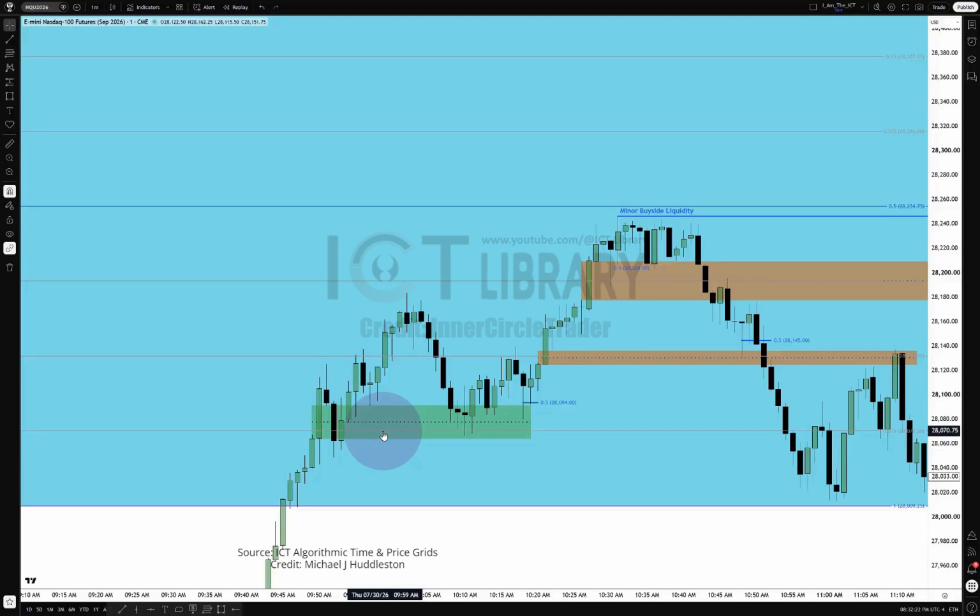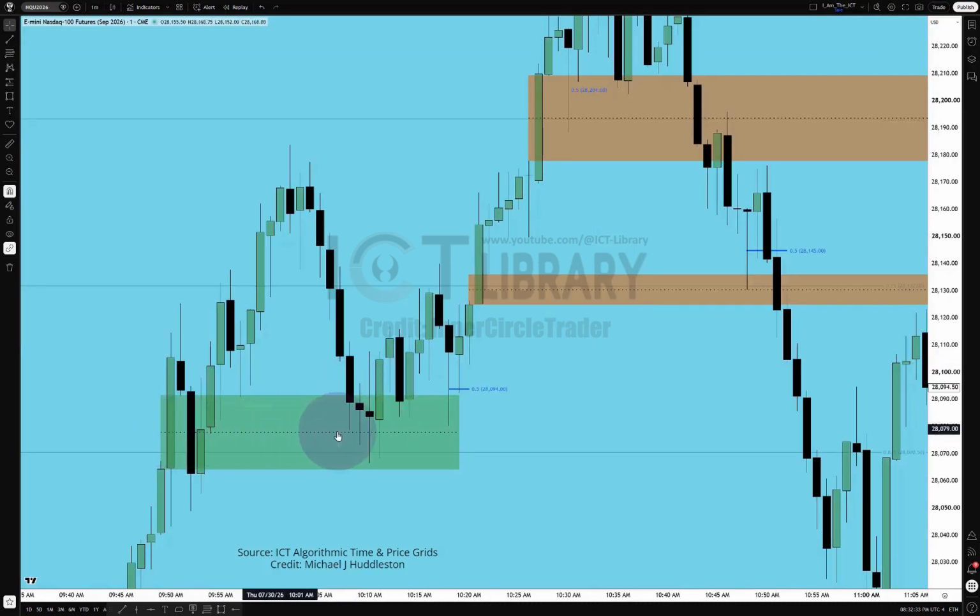So you have several things there. And even the fair value gap, look at the bodies. They're staying in the upper half. That's order flow. And it's occurring during the 950 to 1010 macro.